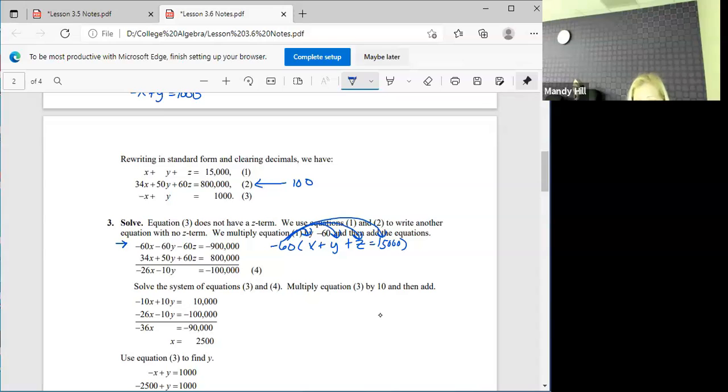But when they did that, these two canceled out. And when you added negative 60 plus 34, you got negative 26. Negative 60 plus 50, you get negative 10. Negative 900,000 plus 800,000 was negative 100,000. So this became another equation we could use, number 4.